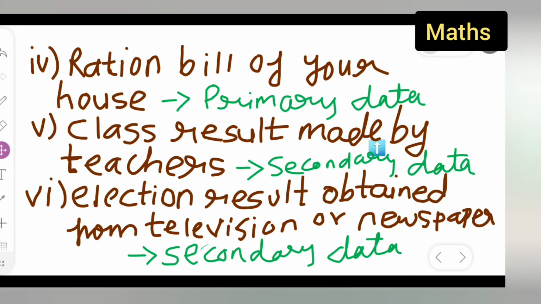The fifth one is class result made by the teacher. The information was already gathered from a source. While preparing the result, first she corrects the paper and gives you the marks, and from that source she writes the marks on the result. So information was gathered from a source which already had the information stored, so this is a secondary data. Next, election result obtained from television or newspaper, again it is a secondary data.